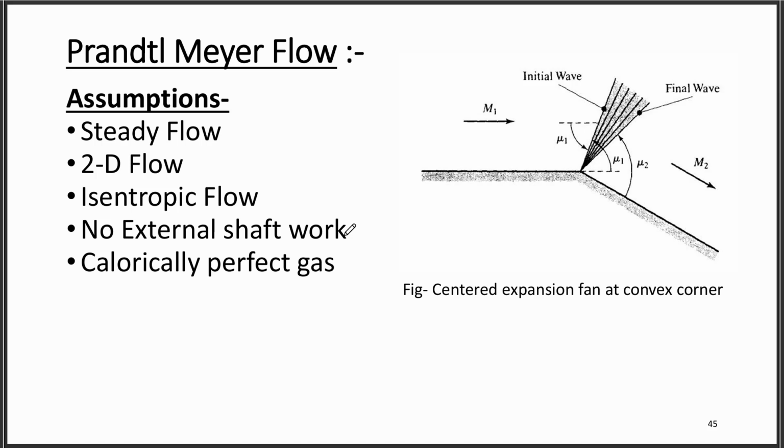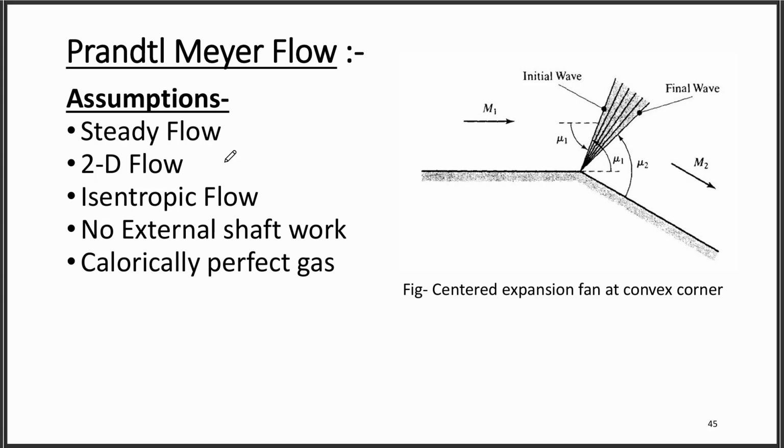Now we will see what is Prandtl-Meyer flow. If flow is turning away from itself, then it is called Prandtl-Meyer flow. Then we will get the Prandtl-Meyer wave. Let's say this is a convex corner, so flow will come this way, it will go away from itself and it will form the Prandtl-Meyer wave. The initial wave will form the angle of mu1 with the flow direction and the final wave will make mu2 angle with the downstream flow direction.